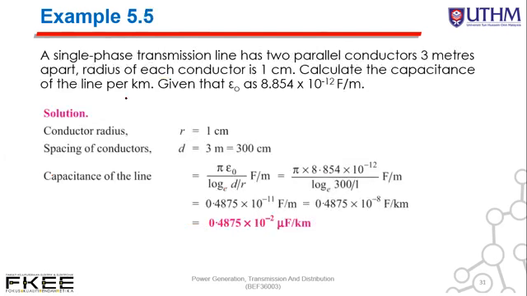Again, example 5.5. Let a single phase transmission line have two parallel conductors 3 meters apart. The radius of each conductor is 1 centimeter. Calculate the capacitance of the line per kilometer, given that epsilon naught is 8.854 times 10 to the power of minus 12 farad per meter. As solution, we have the radius 1 centimeter. Spacing of conductors, we have D equal to 3 meters or 300 centimeters.